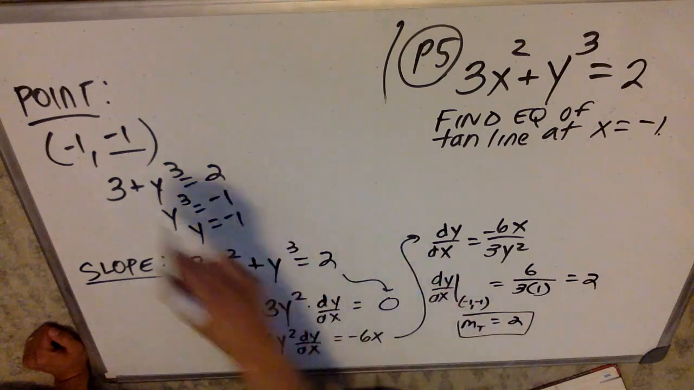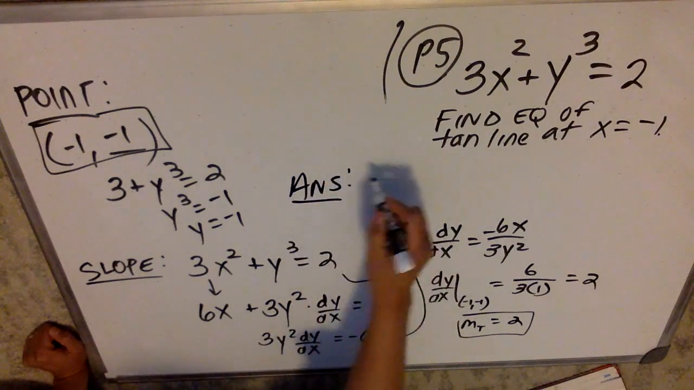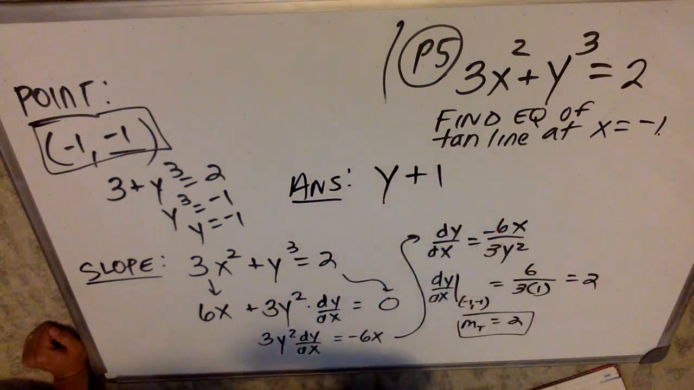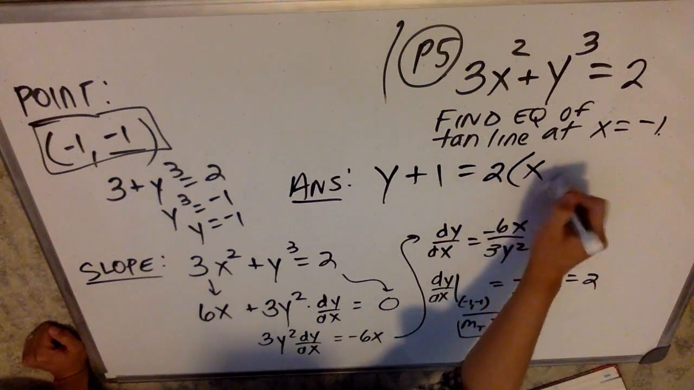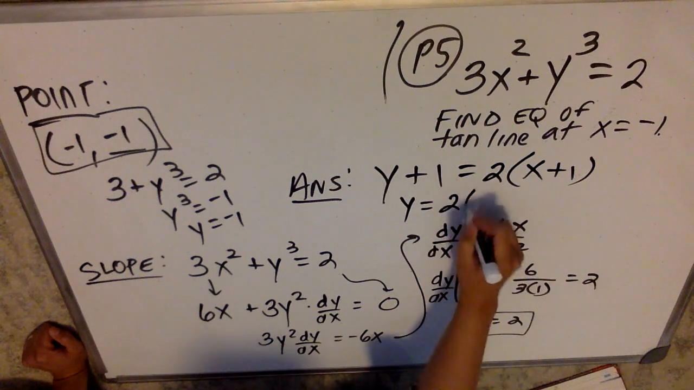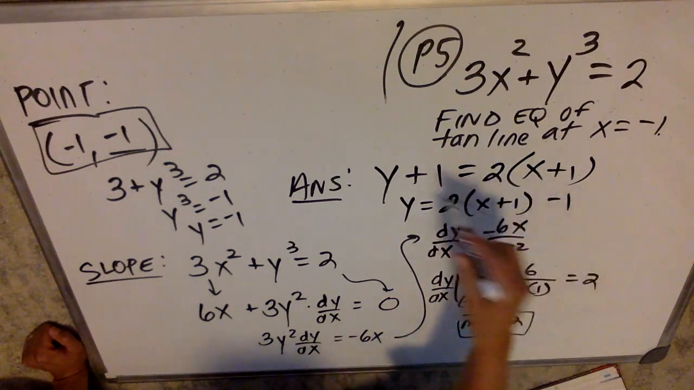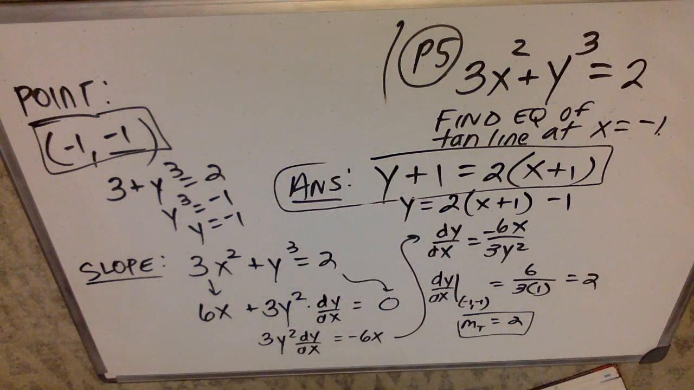Well, I now have a slope, and I have a point, which means I have an answer, right? My answer is going to be y minus the y value, which will be plus a 1, because y minus negative 1, equals my slope, 2x plus a 1. Or if you want, you can subtract that negative 1, or subtract the 1 over. I don't care. You're rarely going to be asked to solve for y. Most of the time, this is what they want. Occasionally, they'll ask you to solve for y, and if you do, you should do the laziest thing possible.